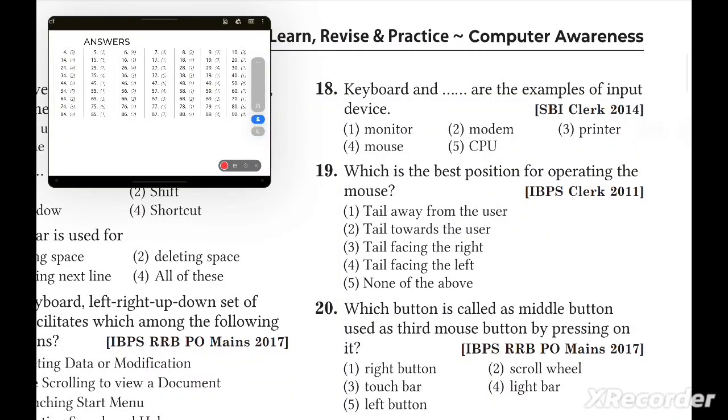Next question. Keyboard and dash are examples of input devices. First, monitor. Second, modem. Third, printer. Fourth, mouse. Fifth, CPU. The correct answer is fourth, mouse.